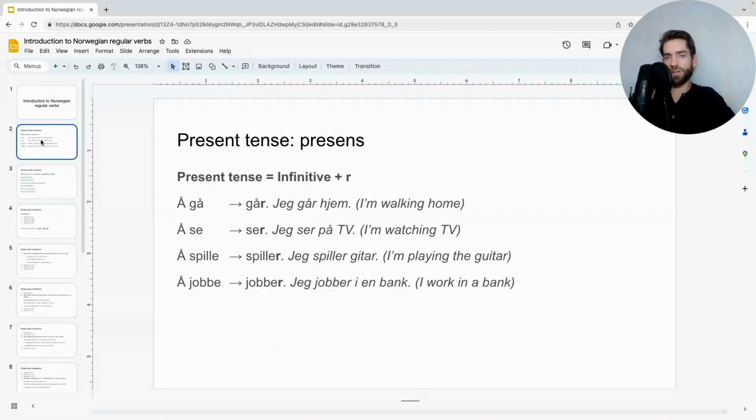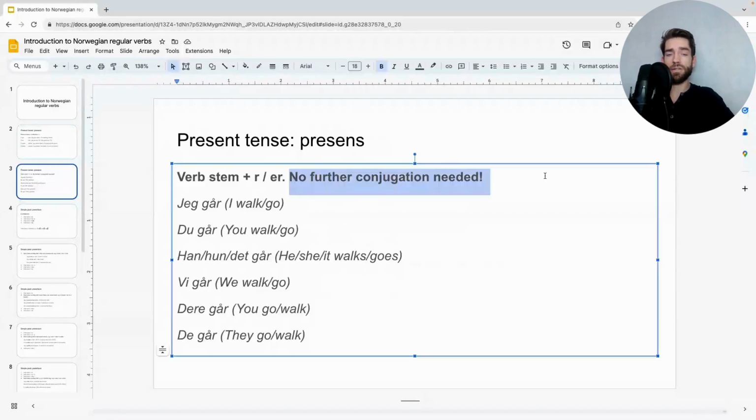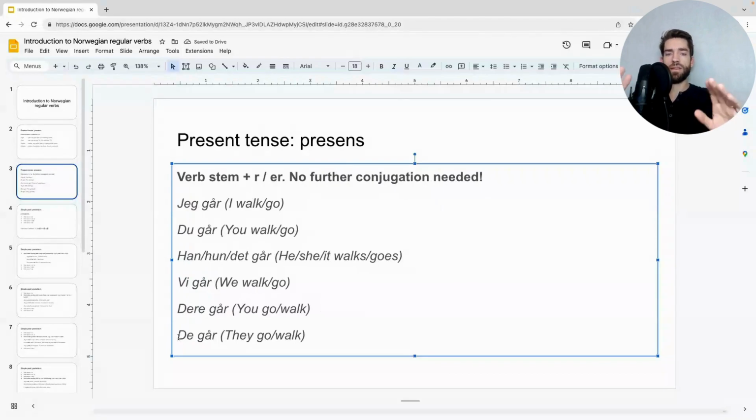But I actually have more good news for you here, which is that we do not need to conjugate verbs in Norwegian based on the person. So we have jeg går, I walk. Du går, you walk. Han, hun, det går. He, she, it walks. Vi går, dere går, de går. Same form. So this applies for all verbs in all tenses all the time. There's not a single exception to this in the entire language. We always have the same form of the verb for each person.